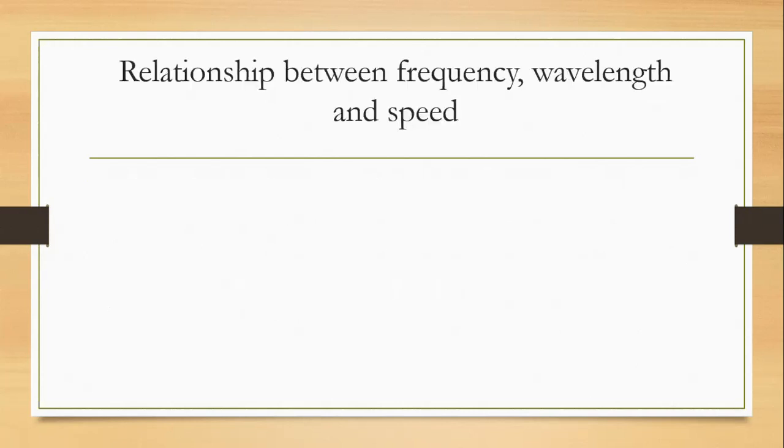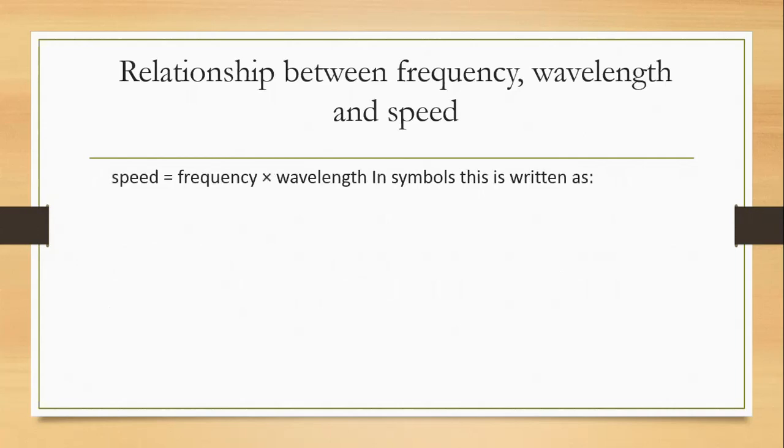So what is the relationship between frequency, wavelength, and speed? When we find the speed of a wave, we multiply frequency and wavelength. When we multiply these two, we get the speed of the wave. Here, v stands for the speed of the wave, f stands for frequency, and this Greek letter lambda stands for wavelength.